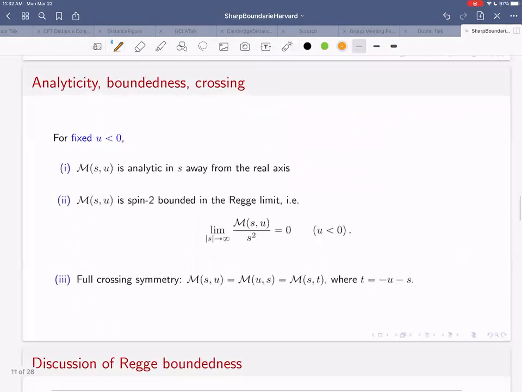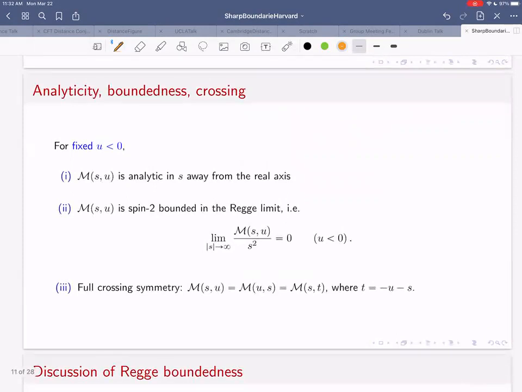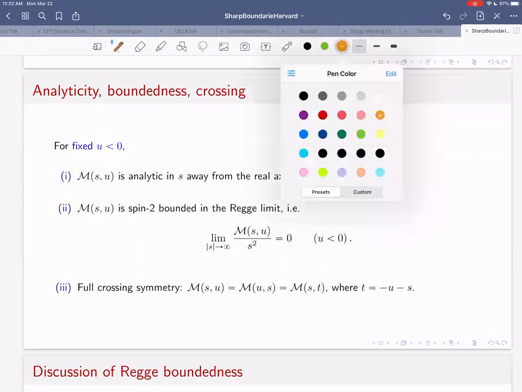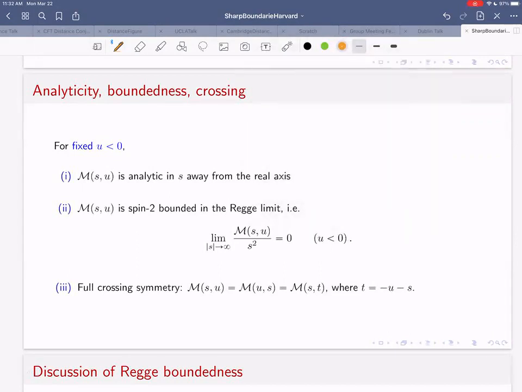What requires a bit more discussion are the analyticity and boundedness properties of the S-matrix. These are properties that would be completely rigorous in the CFT context, but they're not really fully established in quantum gravity, as far as I understand. Even without the dynamics of gravity, some of these properties are not fully established, even in gapped ordinary quantum field theory, although some of them are. So this is the complex S-plane. The first assumption that we will be making is analyticity away from the real axis.